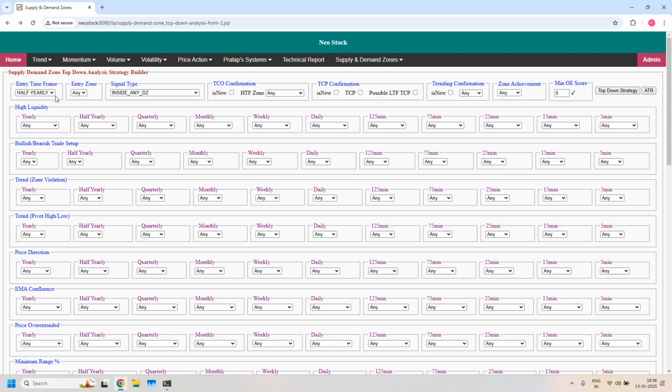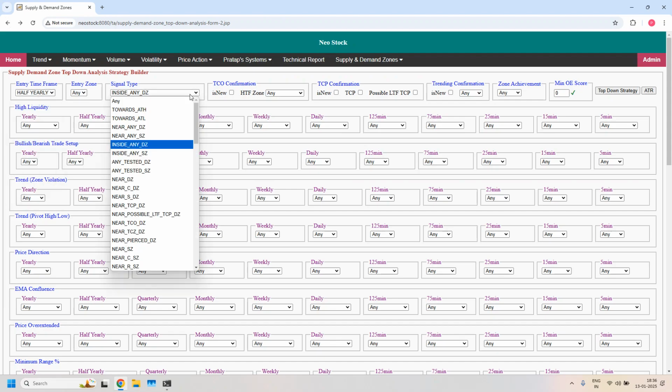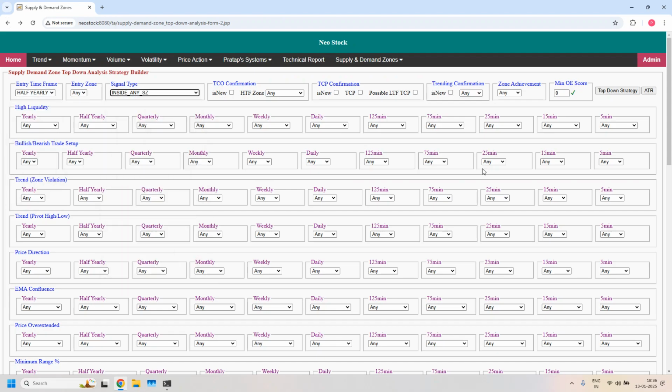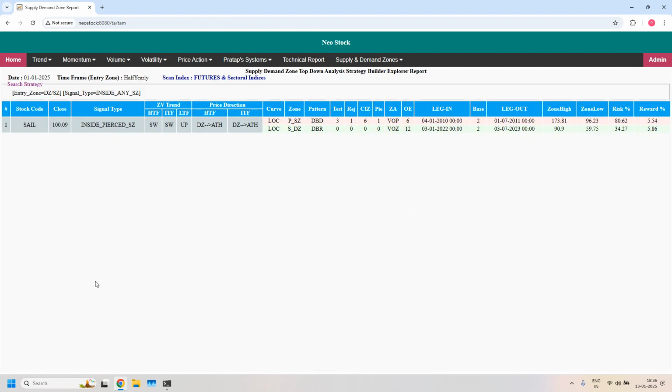Okay, next, half yearly time frame. Price closed inside half yearly supply zone. 1 stock is filtered. And that too is a pierced supply zone, half yearly supply zone.